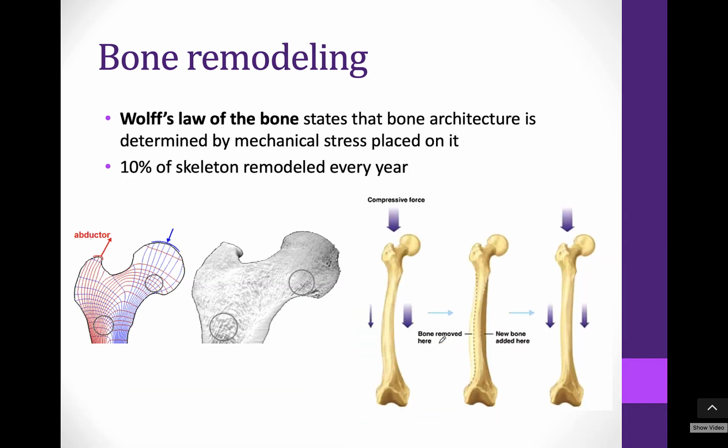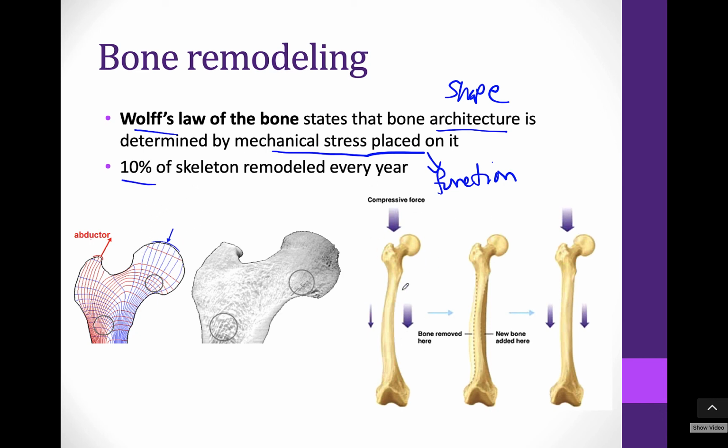And our bones don't stay the same shape or size all of the time. So Wolff's law states that the bone architecture, right, so its shape, is determined by the mechanical stress placed on it. So the stress is its function. So if we change what we're doing with our skeleton, it's going to change its shape to match what it needs. It's estimated that about 10% of the skeleton is remodeled every year.